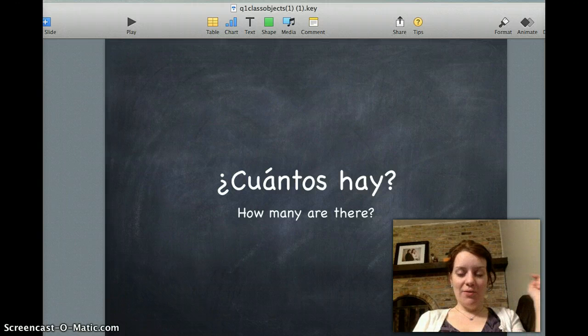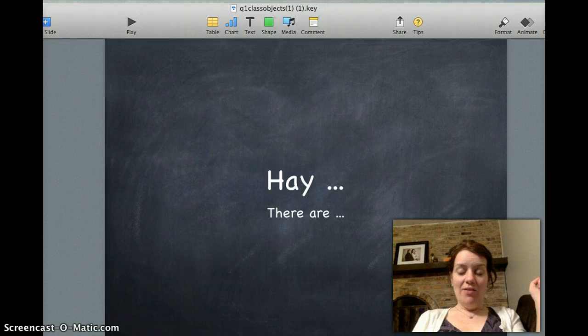¿Cuántos hay? is a phrase asking how many are there. ¿Cuántos, remember, was how many from the previous section that we did, the previous quiz. Hay is a really important word, and one of your objectives for this little unit is knowing that hay means there are, so being able to use hay appropriately.